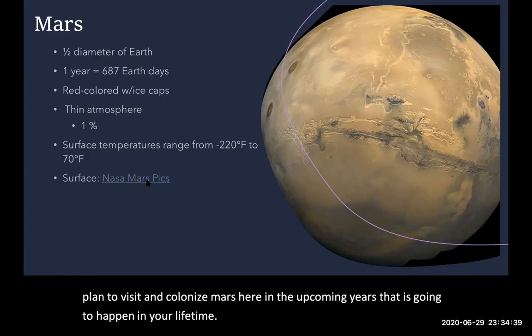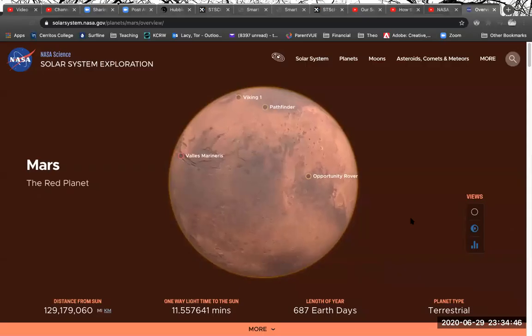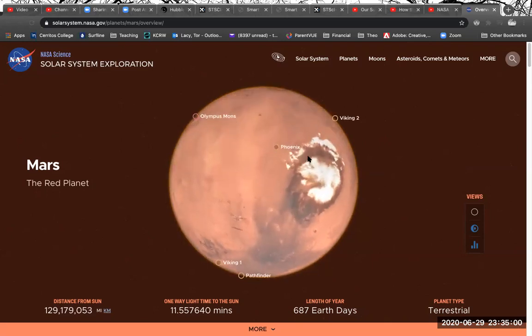NASA Mars pictures. Get us over to that screen. So the Hubble site is excellent, as is the NASA solar system site. There's all kinds of good stuff on here. So if you find this astronomy stuff interesting, I would encourage you to come over to these sites and click around and just have some fun looking at different stuff.